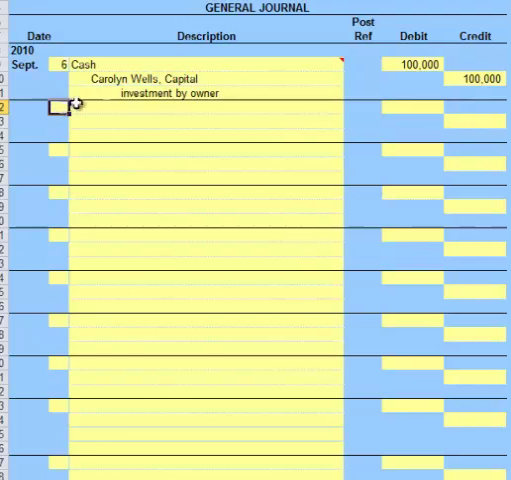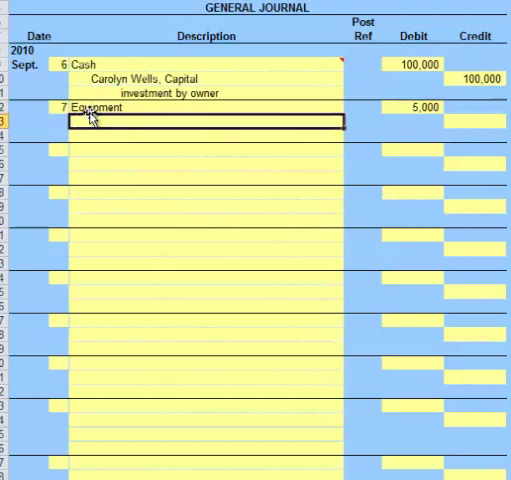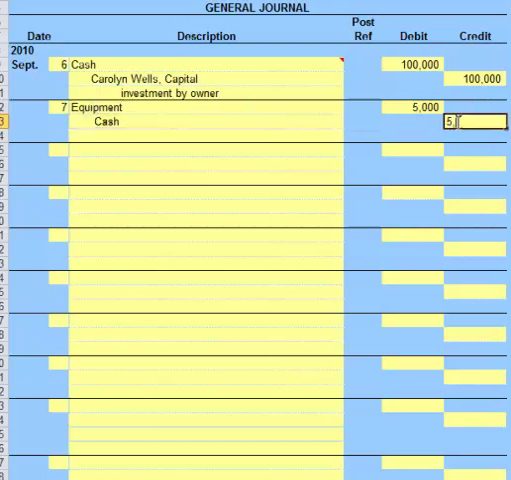So we're going to put in the date, which is 7. And you never have to repeat the month or the year unless it changes or you start a new page. So far we just have the 7. I'm going to debit the equipment account for $5,000. And I'm going to credit the cash account because I wrote a check for $5,000.